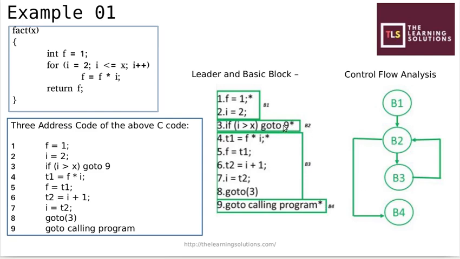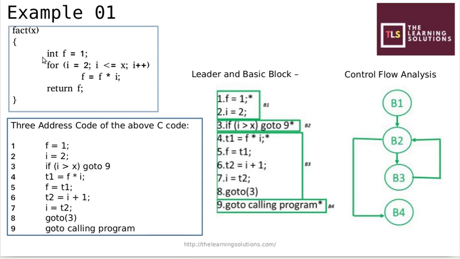When this condition, I is greater than x, holds, then we will visit statement 9. So block 2 to block 4 is possible, and block 3 to block 2 is possible because of this go to 3 statement. In this way at last you can show in what way these blocks are getting visited. So this is the first example.